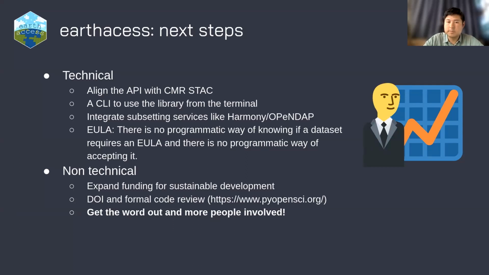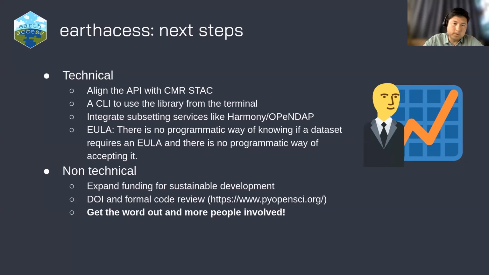On the non-technical side of things, I think we need to probably apply for one of those NASA grants to get some money to just keep working on it. It's supported by NSIDC, but it's just partially my time and some other volunteers. And we need a formal review. There is a project called pyOpenSci that does formal reviews for open source projects in Python. It's a fantastic collaboration, I think, that started in Boulder at the Earth Lab at CU Boulder.